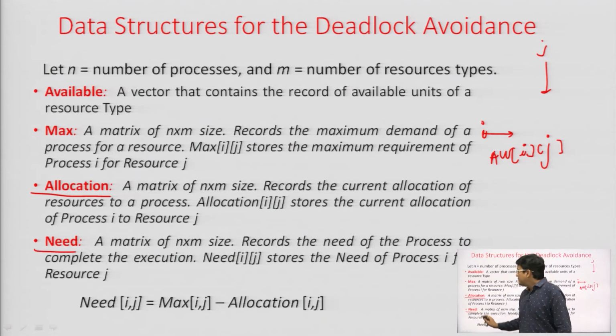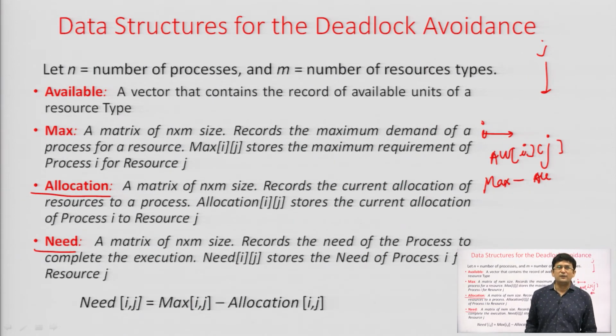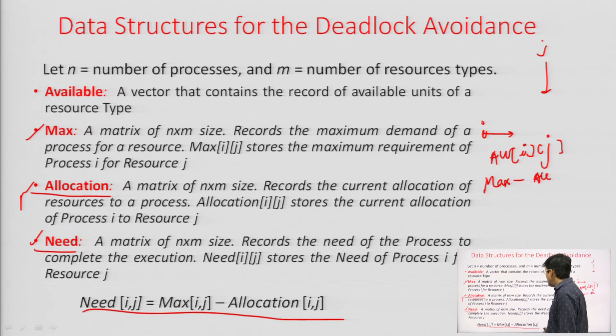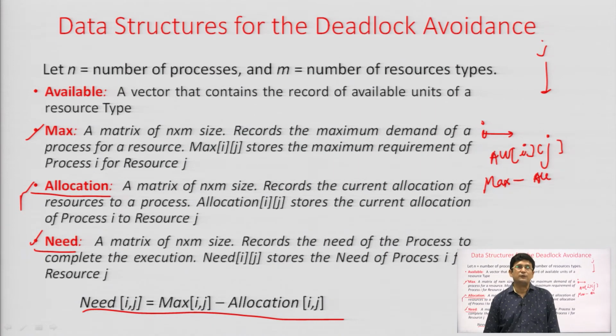Similar is the need. We already know that the maximum is there, how much maximum will be demanded by a process. We also know that the allocation is there. So, maximum minus allocation will be the current need. Current need means how many additional resources will be required for the process in the future, given that some of the resources have already been allocated. So, the need matrix will also be declared like this. Knowing maximum and the allocation, we can find the need by this formula: need I j equals maximum I j minus allocation I j.